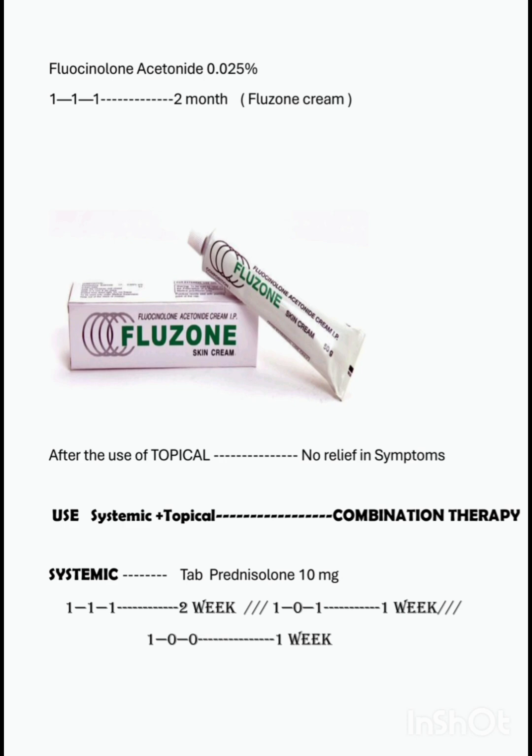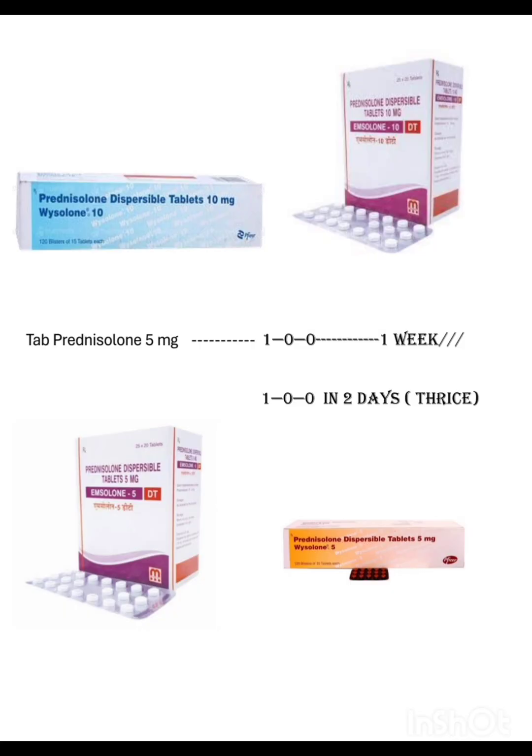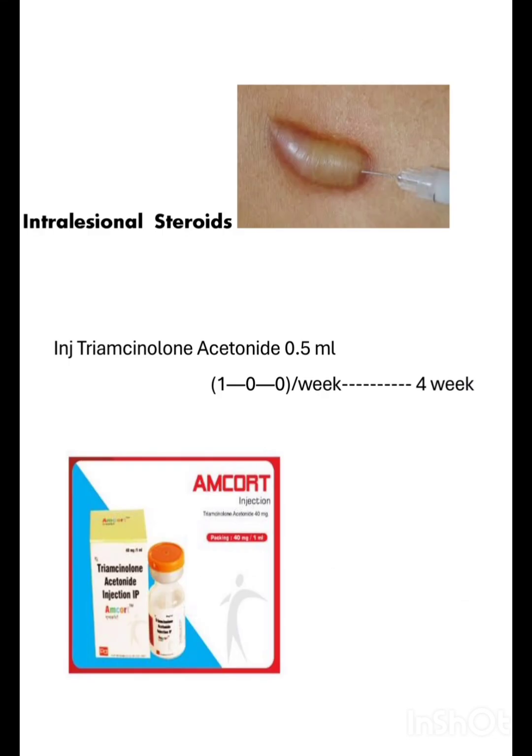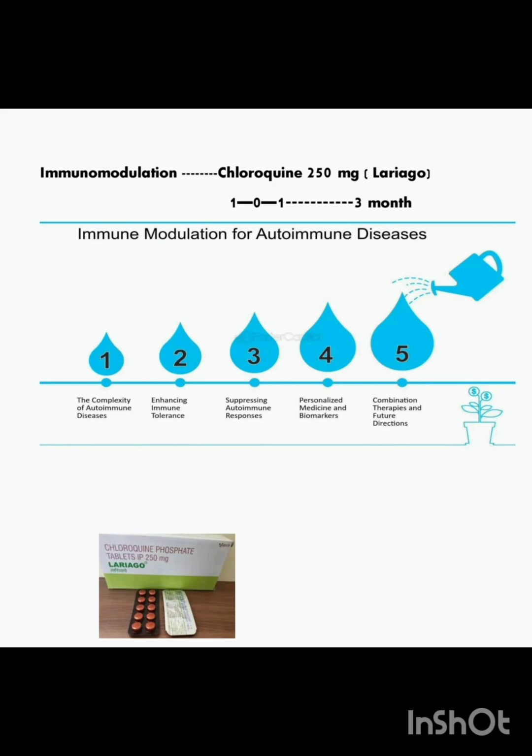However, if there is still no relief with topical steroids, combination therapy may be advised, including both systemic drugs and topical steroids. Likewise, in recalcitrant cases where there is no relief in symptoms after the use of antifungal agents, different treatment methods should be considered. Initially, intralesional injections can be used. Moreover, immune modulation drugs, immunosuppressive drugs, and PUVA therapy may also be considered.